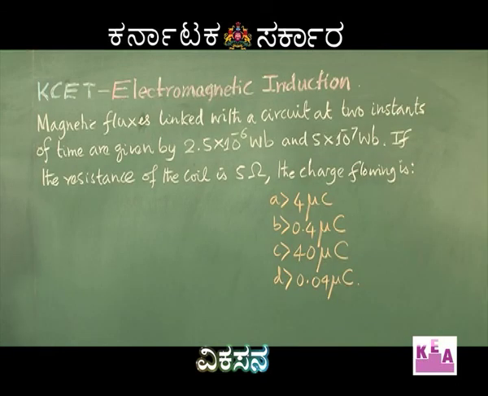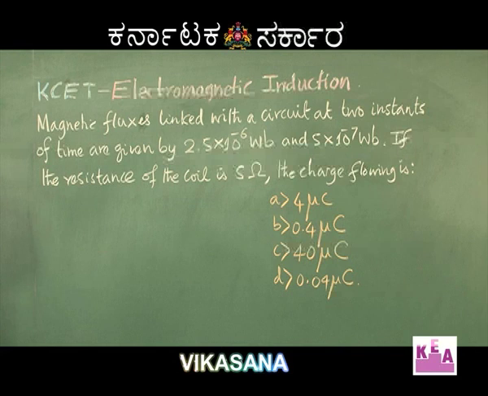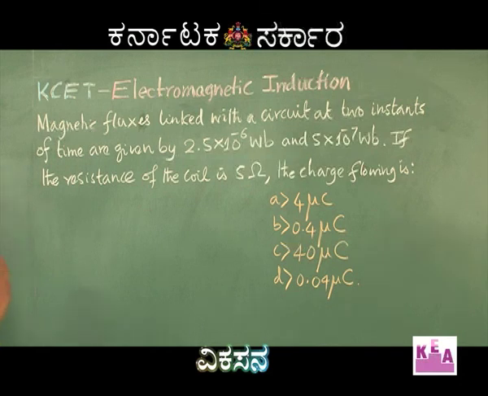Let us see the next question. Magnetic fluxes linked with the circuit at two instants of time are given by 2.5 into 10 power minus 6 Weber and 5 into 10 power minus 7 Weber. If the resistance of the coil is 5 ohm, the charge flowing is: A, 4 microcoulomb; B, 0.4 microcoulomb; C, 40 microcoulomb; and D, 0.04 microcoulomb.